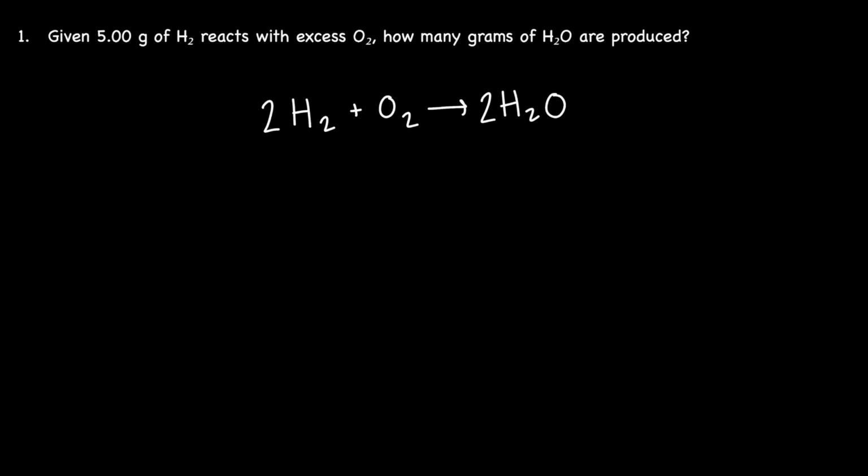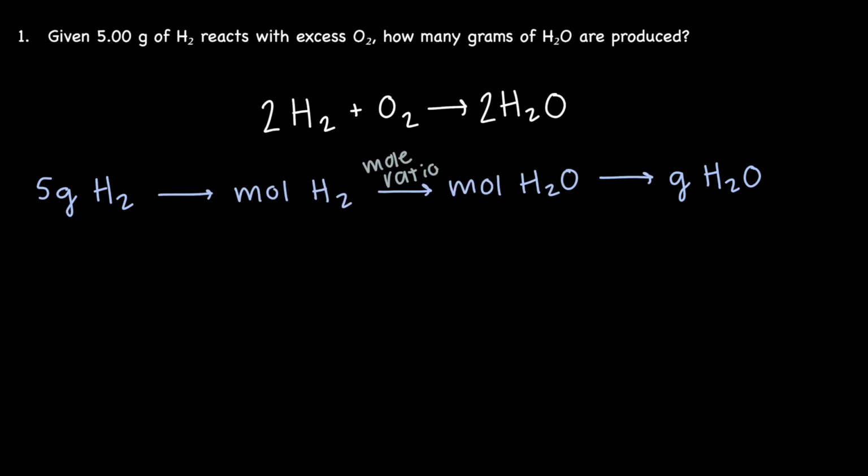For this unit map, we are starting with 5 grams of H₂ and ending with grams of H₂O. The first thing to notice is that we have a new identity at the end. To be able to convert to the new identity, we have to be in moles to use the mole-to-mole ratio. To convert from grams of H₂ to moles of H₂, we'll use the molar mass of H₂. 2 hydrogens will have a molar mass of 2.02 grams of H₂ for every 1 mole of H₂.